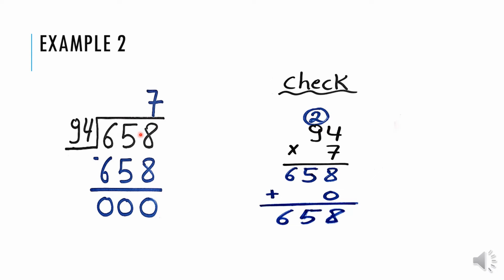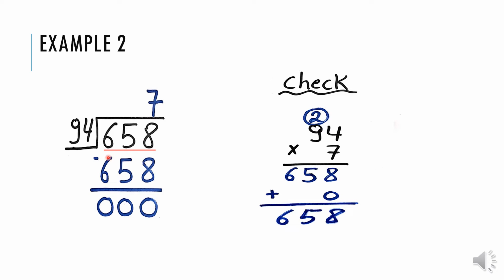Now let's take another example. 658 divided by 94. Again, the divisor is made up of two digits, so I should at least use two digits from the dividend. But the divisor is greater than the first two digits of the dividend, so I have to use three digits. So here I use the 658.